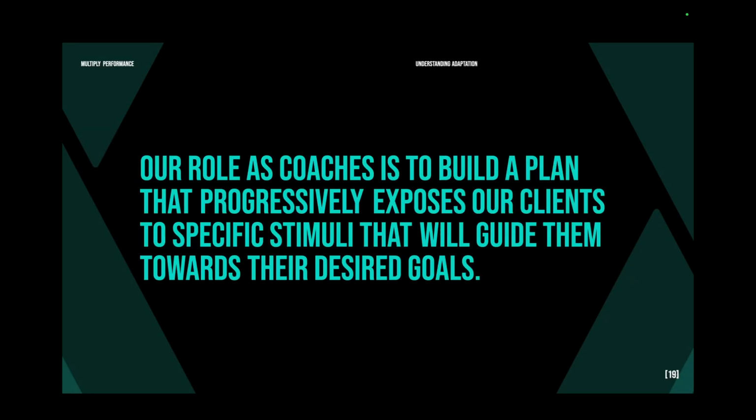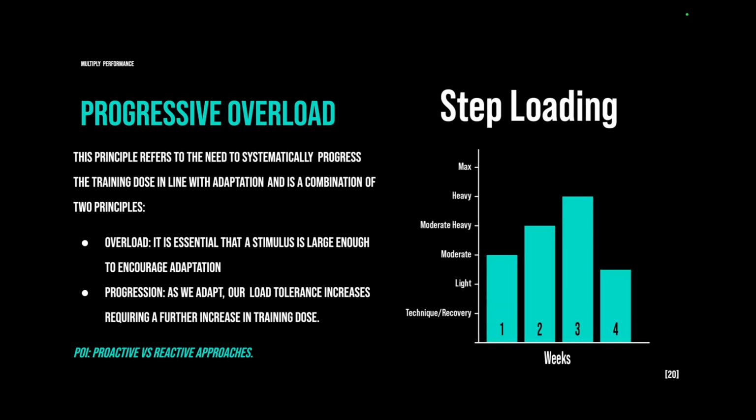Our role as a coach is to build a plan that progressively exposes our clients to specific stimuli that will guide them towards their desired goals. There are a couple of big things that we want to talk about. So first is progressive overload. Progressive overload is the principle that refers to the need to systematically progress the training dose in line with adaptation. And it's a combination of two prior principles from the sport anagram that was used for understanding training programming practice, and that is overload and progression.